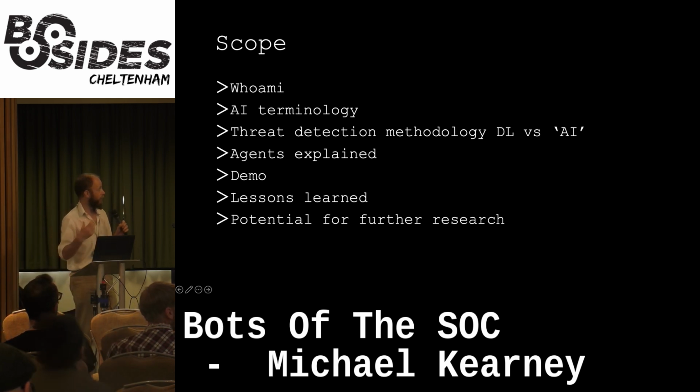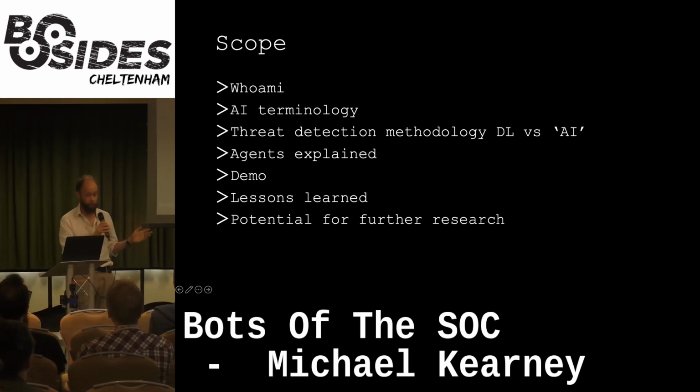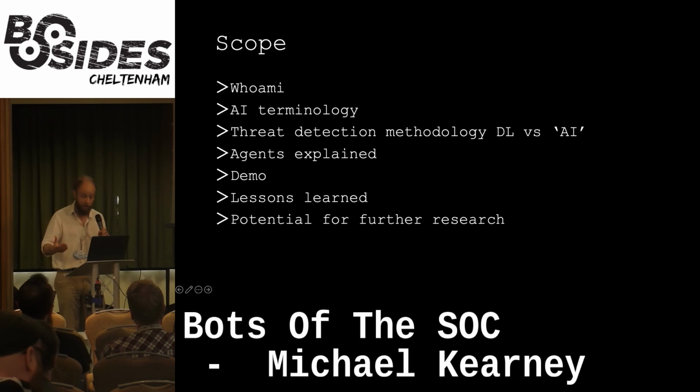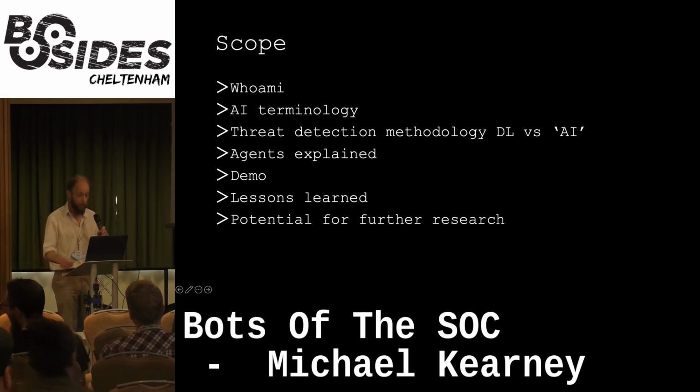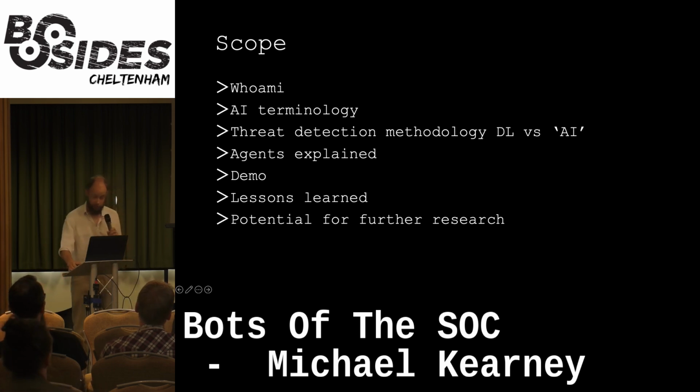And then look at why the methodology here is different. I'm using an agentic way of solving threat detection rather than a traditional deep learning way. I'm then going to go into some explanations of how it works, and I will do a demo, which hopefully, fingers crossed, everything will work as intended. I'll briefly sum up some lessons learned and areas I think would be interesting to further develop this research.